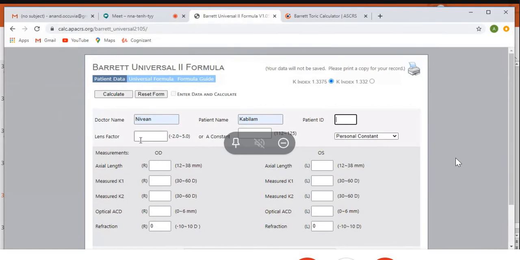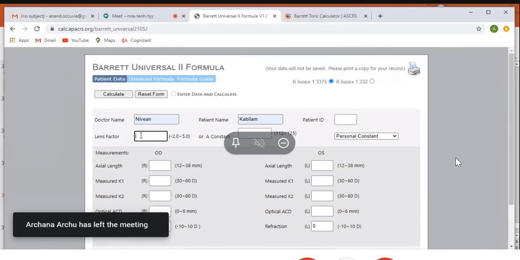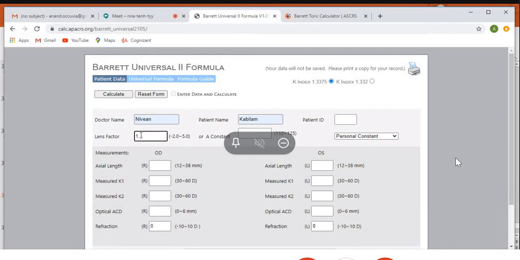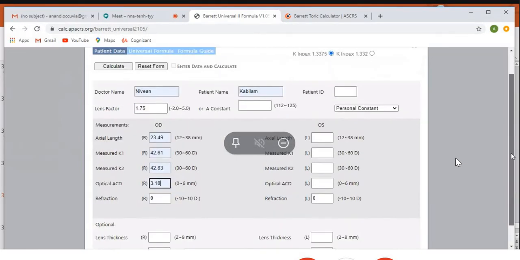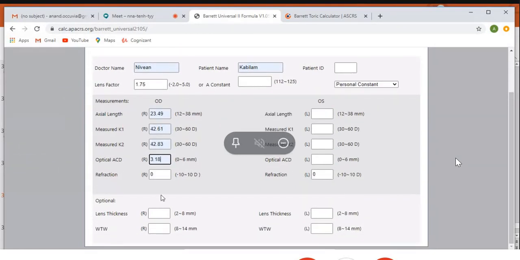So if you take the Miniready lens, which we discussed last week, the lens factor of the Miniready lens is 1.75. So here I can put 1.75, and then the axial length of the patient, and the keratometer value. But if you want the refraction values to be included, you can put the refraction values as well. It's optional, but if you put in more values, then your readings will be more accurate. So I am putting the lens thickness value also, and the white-to-white distance also.